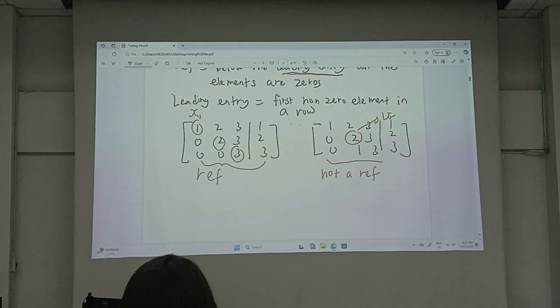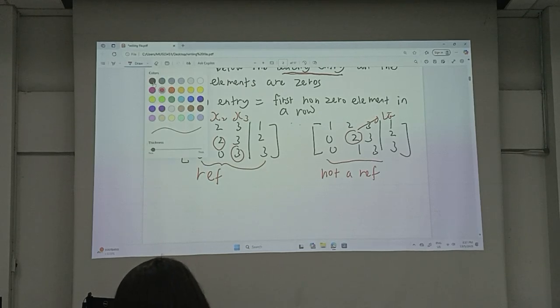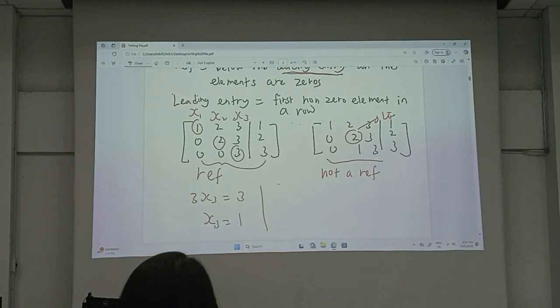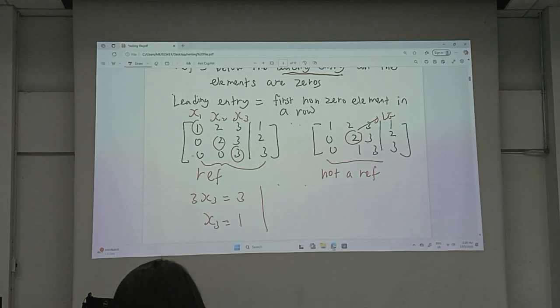So basically this is S1, S2, S3. This column represents S1, this column represents S2, this column represents S3. So 3 times S3 equals the right-hand side, 3. As a result, S3 equals 1. Back substitution means we work from the back, from the last row. Then move on to the second row.